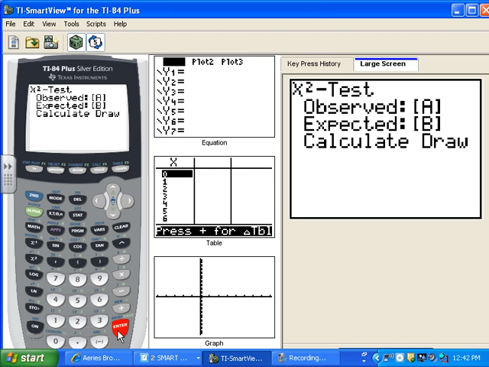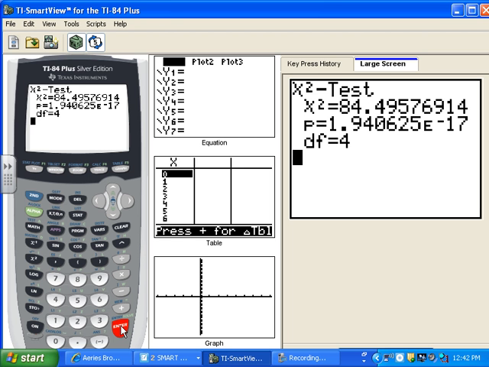It says expected in B. Mr. Wood, I did not put my expected values in B. You did not tell me to do that. Fine. Just leave it as matrix B right now. Go down and hit calculate.